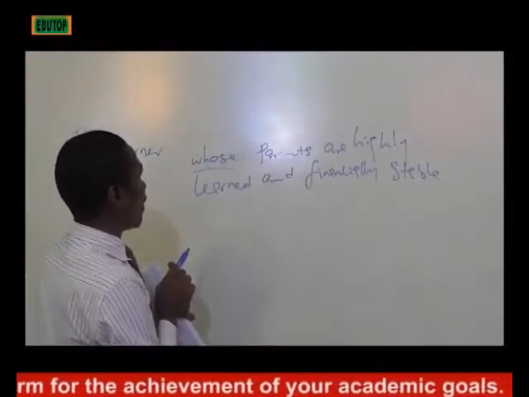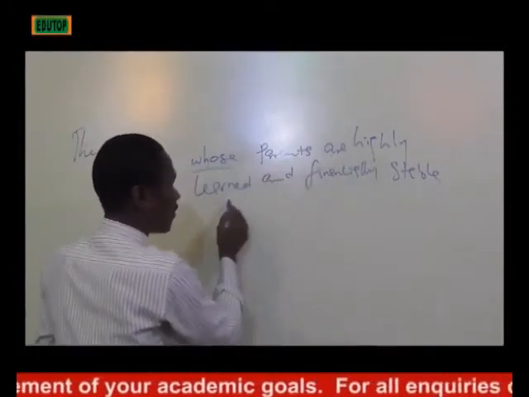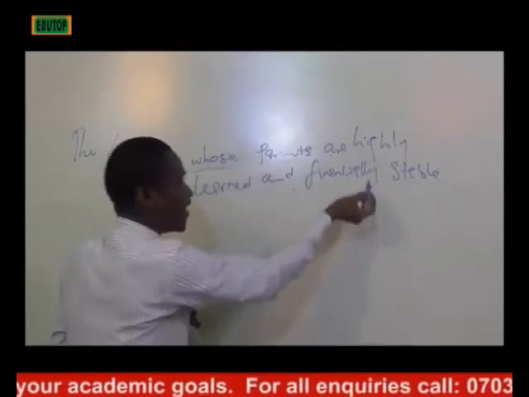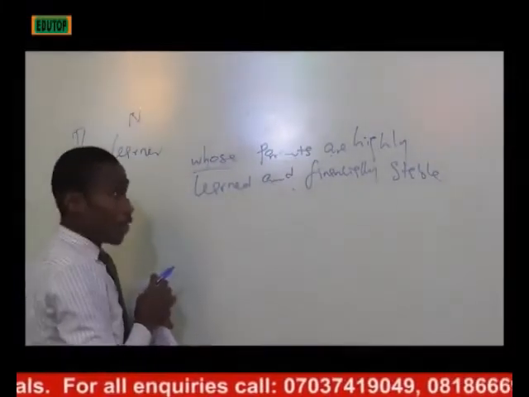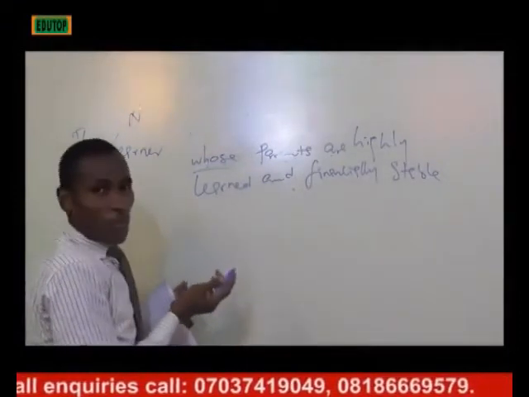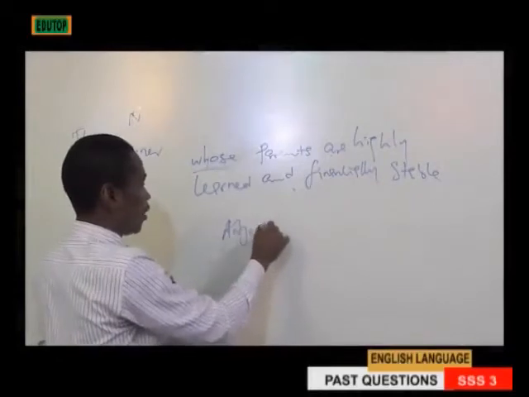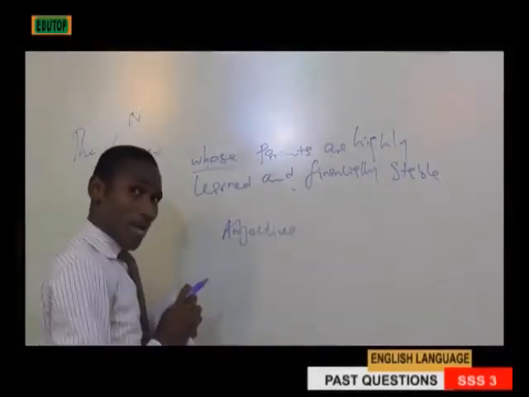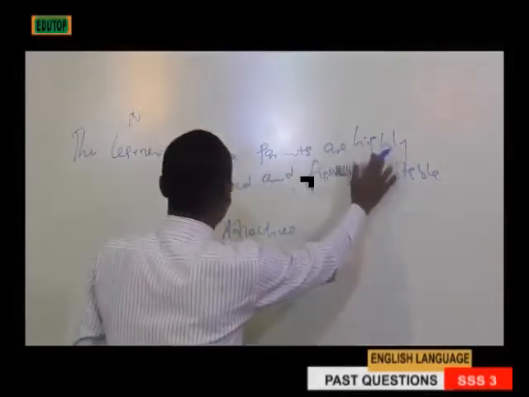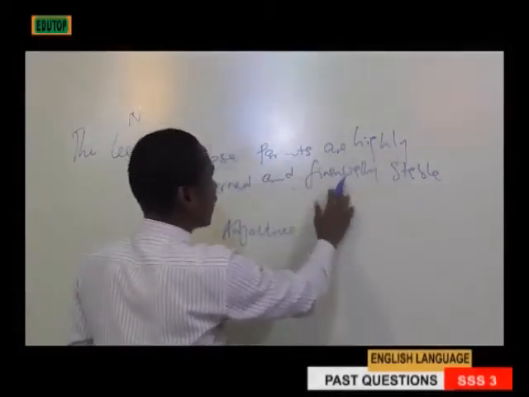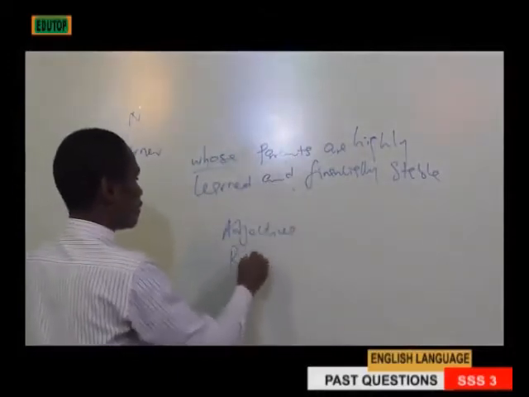You would agree with me that whose parents are highly learned and financially stable is describing somebody, obviously a noun. And as you know, any part of speech that describes a noun is more often than not the adjective. I'm sure you know that. And so, whose parents are highly learned and financially stable must fall under the adjectival or relative.